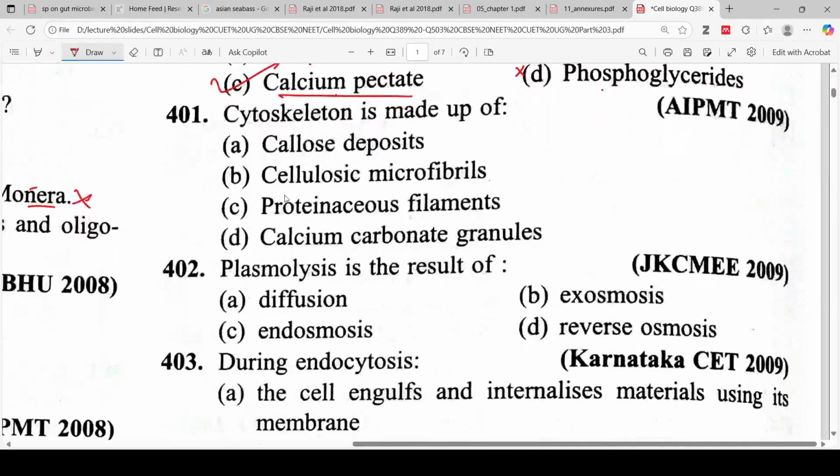Next question. The cytoskeleton is made up of callose deposits, cellulose microfibrils, proteinous filaments, or calcium carbonate granules. So you have to choose the correct answer from among these four options. The correct answer will be proteinous filaments.